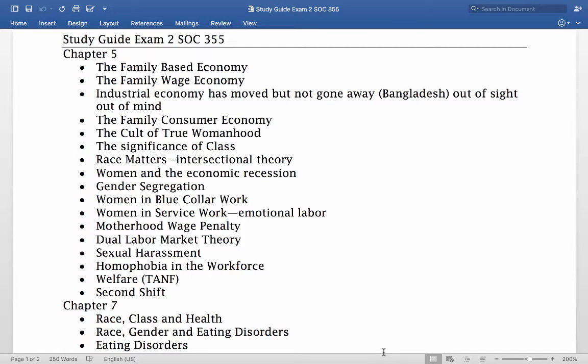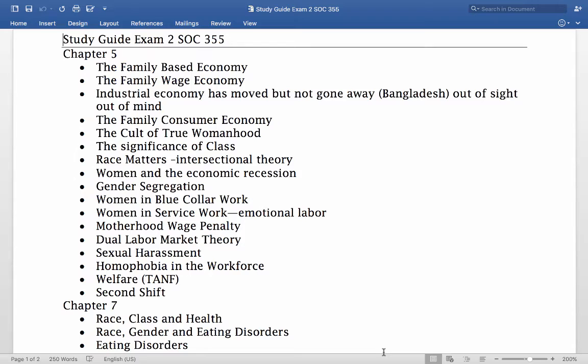Okay, so this is going to be the study guide review for exam 2. So the first part is chapter 5. The family-based economy was just when the economic unit was the household. And so most of the production happened at home on small farms or plantations or haciendas or things like that. The family wage economy is when people moved outside the home through industrialization.